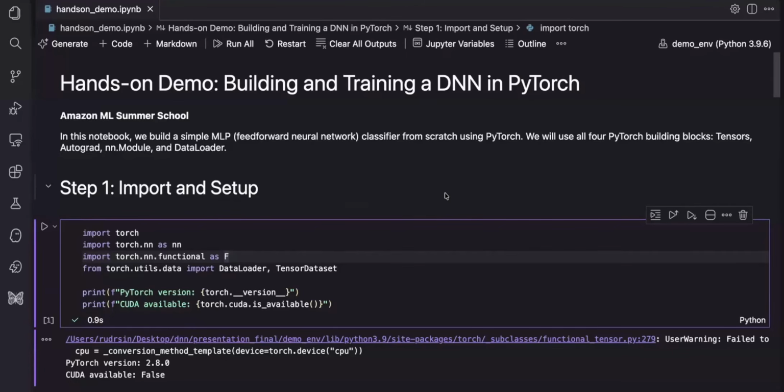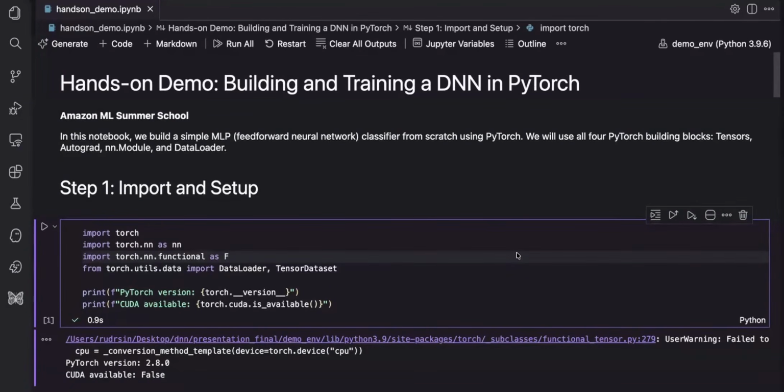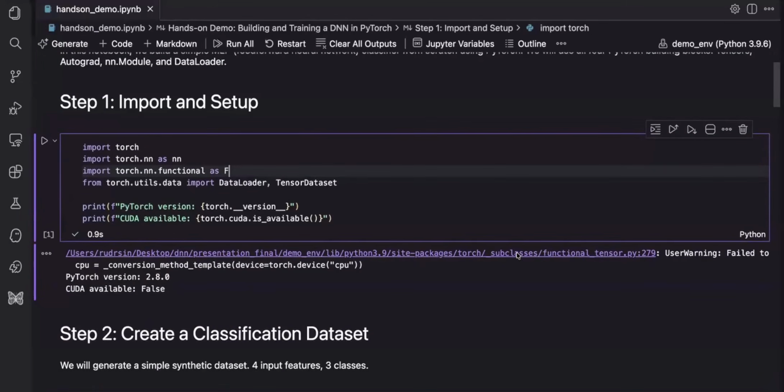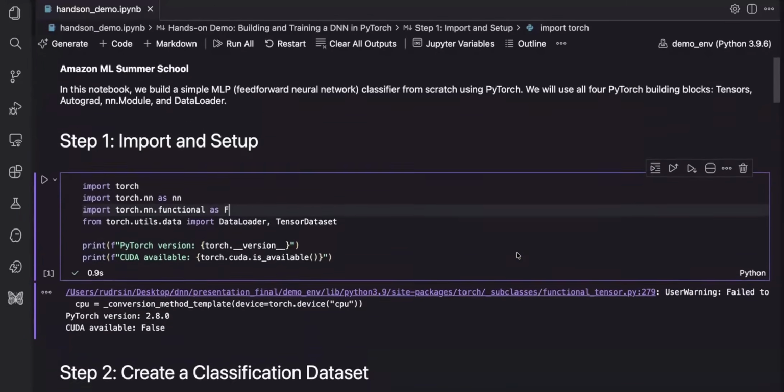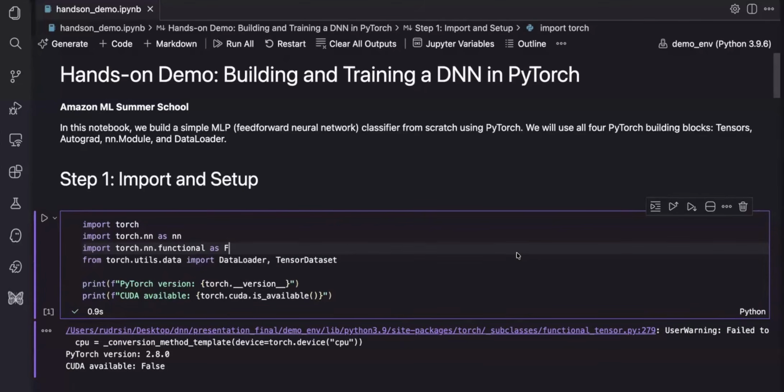Here is what we are building: a multi-layer perceptron classifier, an MLP. It takes in some input features and outputs a prediction of which class that input belongs to. This is one of the most common things you will ever do in deep learning, and it is the perfect way to see all 4 PyTorch building blocks working together in one place. So let's move on to the code directly.